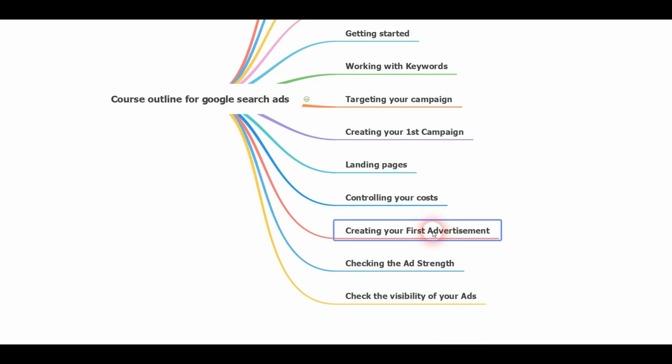Then we'll be creating your first advertisement, right? And then we'll be checking the ad strength of that advertisement, and learning how to check the visibility of those advertisements in a particular area or a specific location, right?